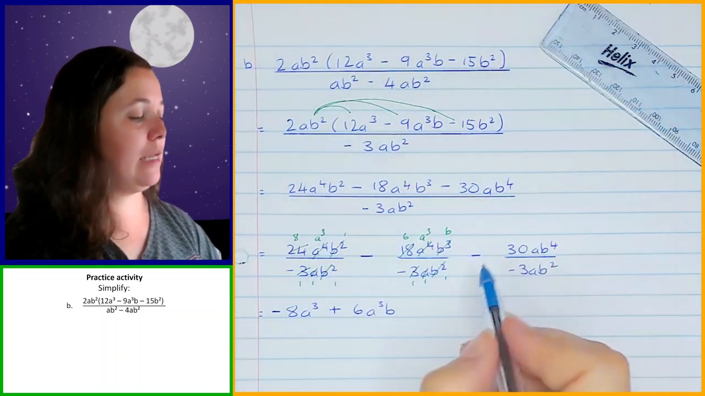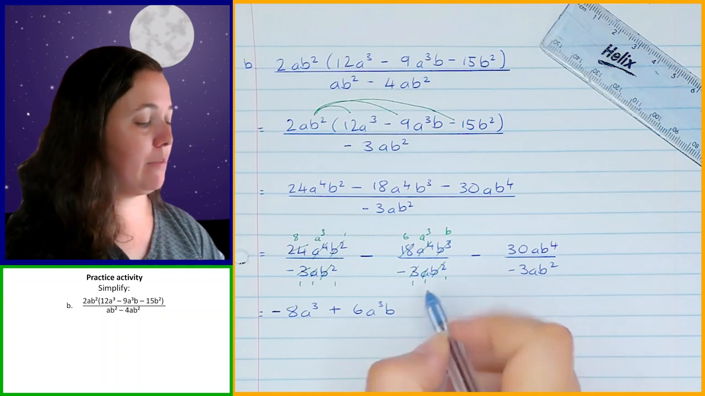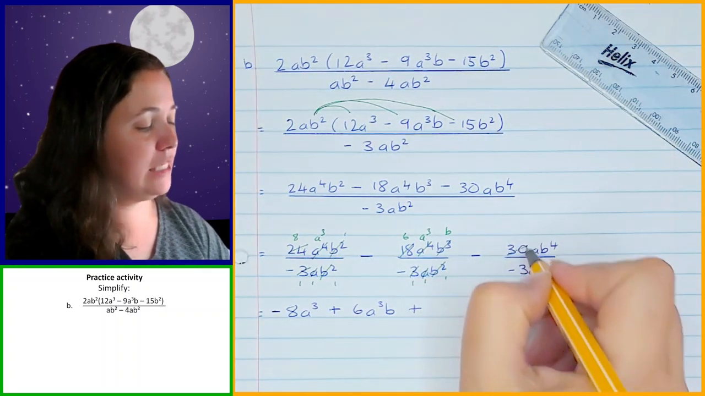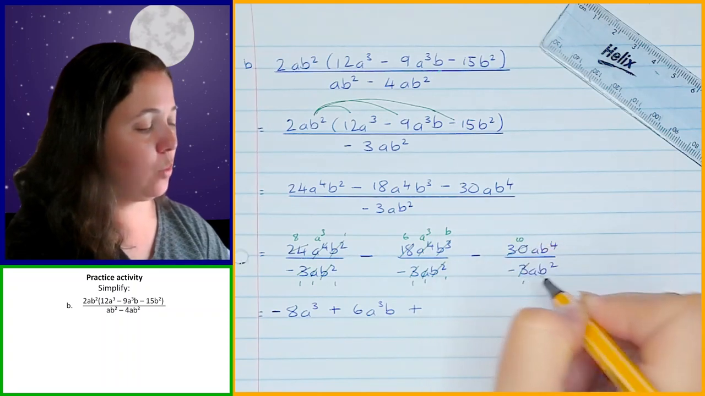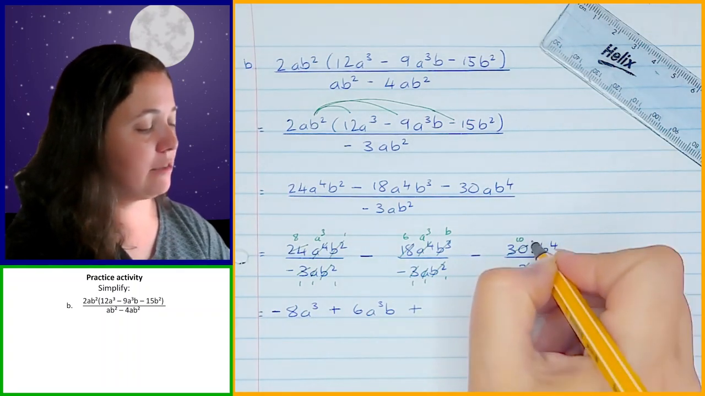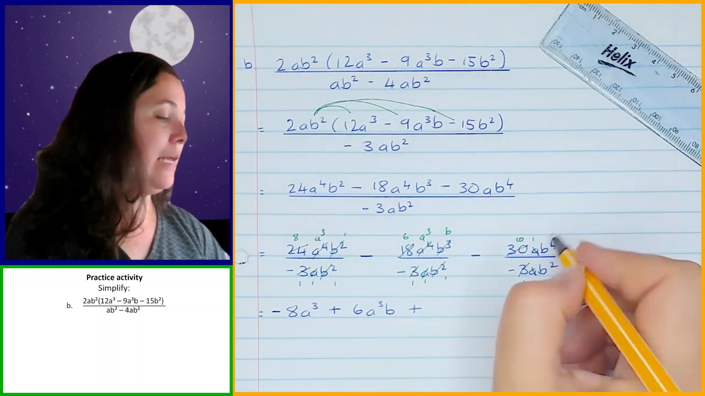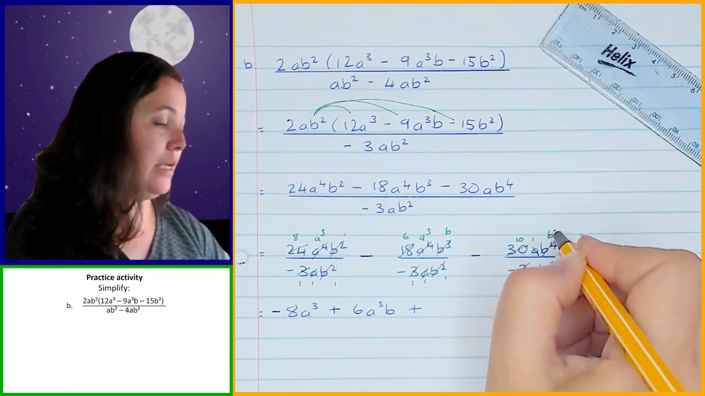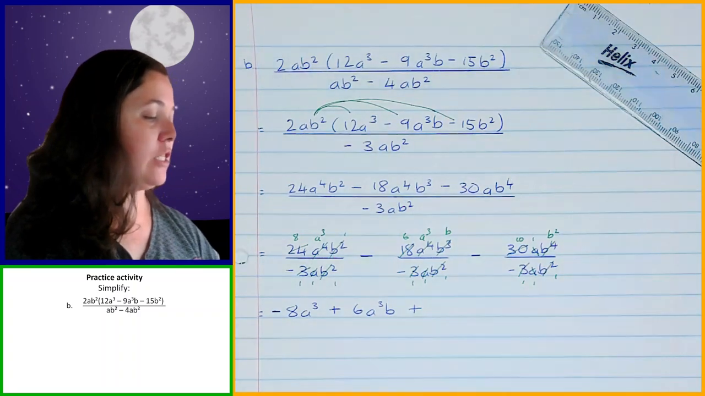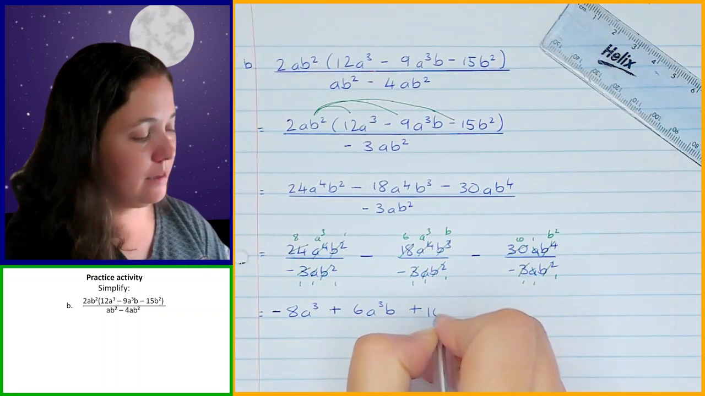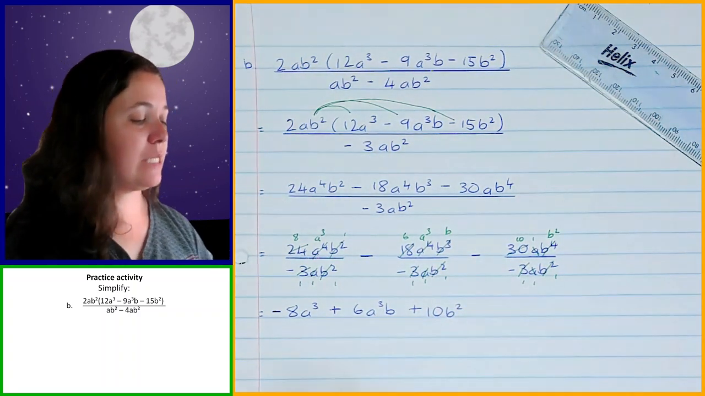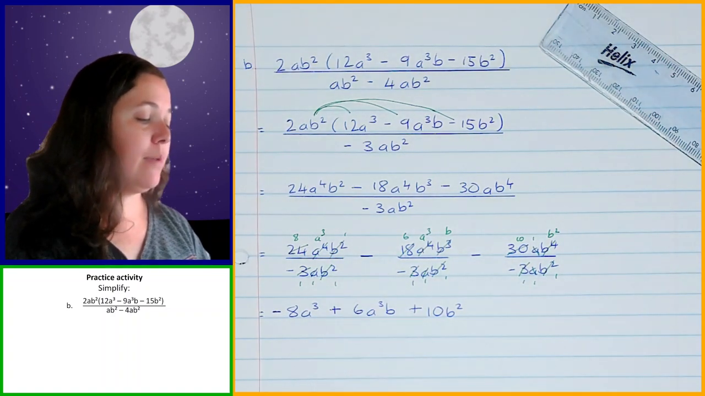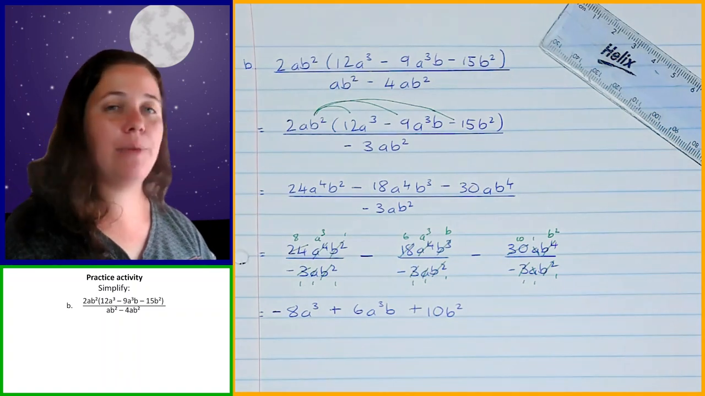And then the last one, again, I've got minus divided by minus, that becomes plus. Then I have 30 divided by 3 is 10 and 1. A over a gives me 1 and 1 because they cancel completely. And then b to the power of 4 over b squared, that's 1, and this is b squared left over. Okay, so that gives me 10b squared. So that's what you should have got for question B. Negative 8a cubed plus 6a cubed b plus 10b squared.